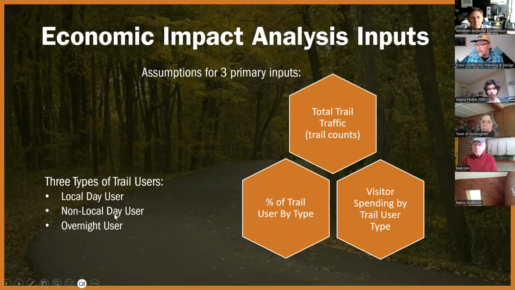But an overnight user is going to spend a lot more money. And so we want to have an estimate of how many of those people that came through our trail counter are these different types of users. And the last thing that you need is how much do those users spend on average? What's the average visitor spending by these trail user types?